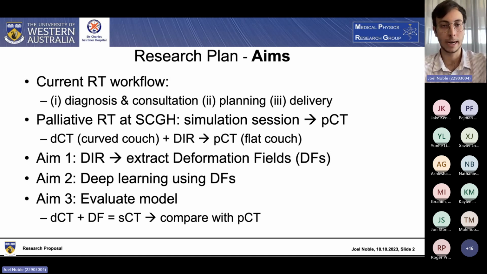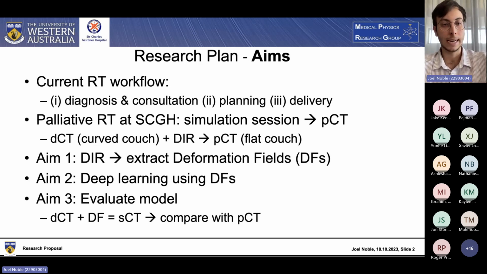So the current radiation therapy workflow can broadly be segmented in three ways. So you have your diagnosis and consultation, followed by treatment planning and then treatment delivery. Now the research I'm going to propose will target the interface of segments 1 and 2. So the current palliative radiation therapy workflow at Sir Charles Gairdner Hospital is that patients are required to come in for a dedicated simulation session. So that is where you'll get a planning CT of them to base their treatment upon.